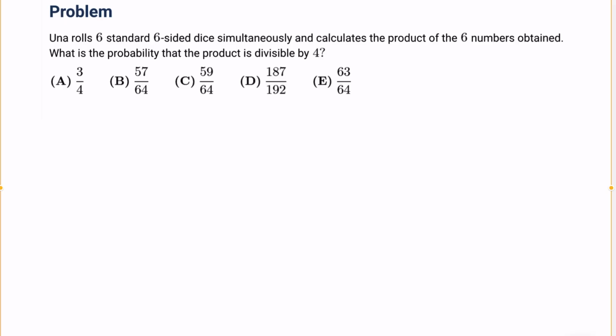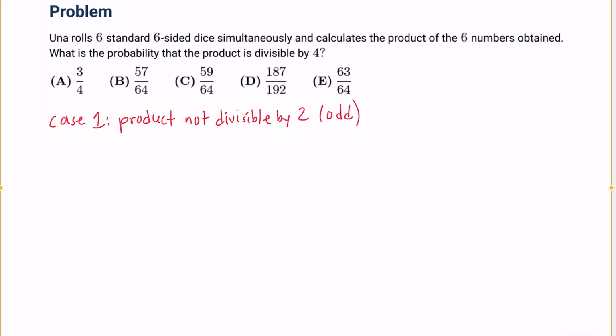So when a product is not divisible by 4, there are 2 cases, like I just stated. Case 1 is when the product is not divisible by 2. Keep in mind that for a number to be divisible by 4, its prime factorization has to contain at least 2 factors of 2. So that's where we get the 2 cases. Case 1 is when it's not divisible by 2, so that means it has 0 factors of 2, and so it is all odd numbers.